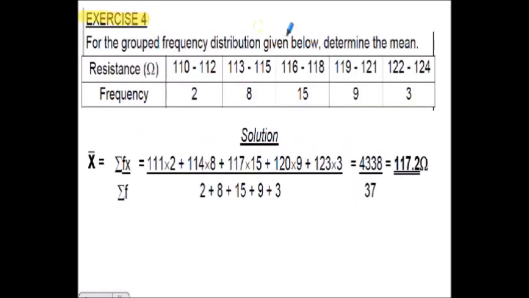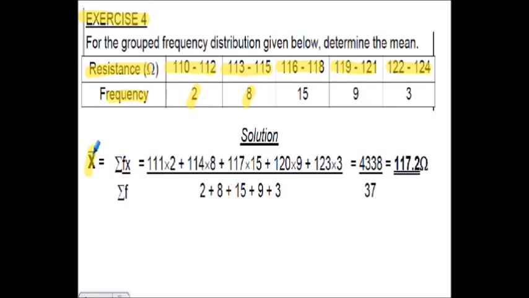Exercise 4 is asking us to work out the mean, but this time of grouped data. So what we have here is resistance in categories of 110 to 112 ohms, 113 to 115 ohms, 116 to 118 ohms, 119 to 121 ohms, and 122 to 124 ohms. And we've got the frequency for each of the categories. So there are 2 resistors that fitted in the 110 to 112 ohm category. There were 8 resistors that fitted in the 113 to 115 ohm category, and so on.